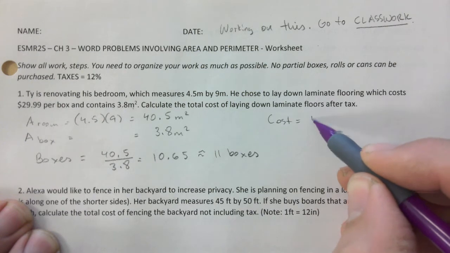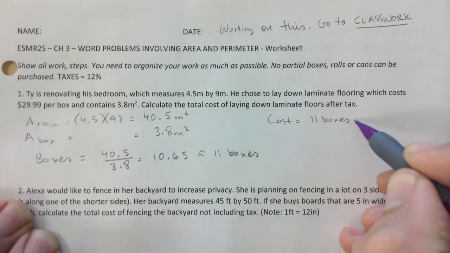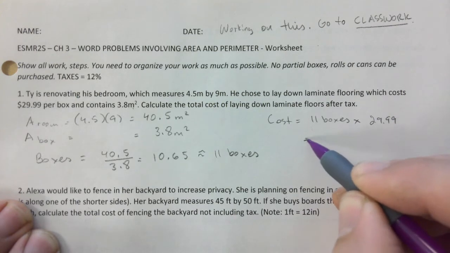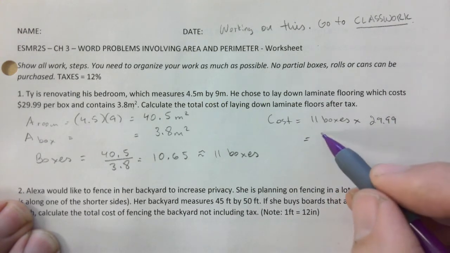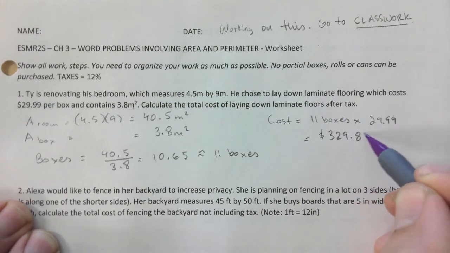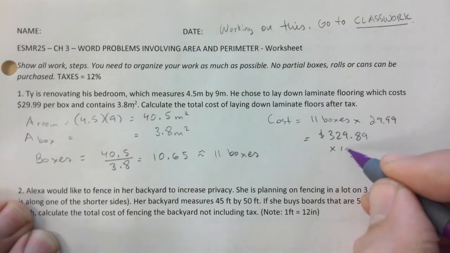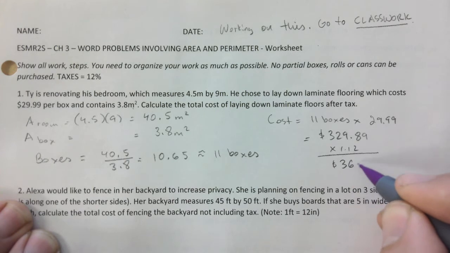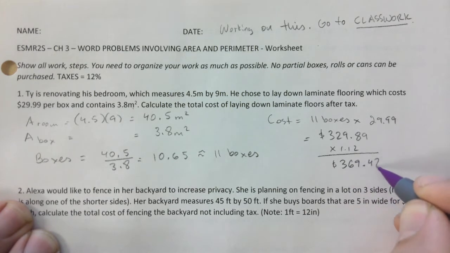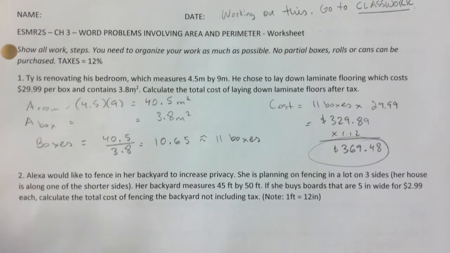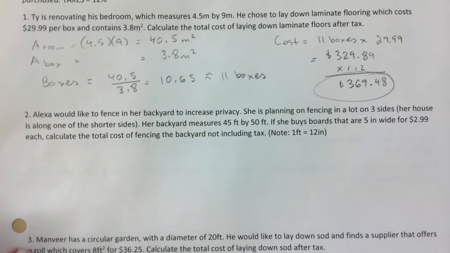The cost is 11 boxes times $29.99, which is going to equal $329.89. If you multiply that by 1.12, because they want after tax, that's $369.48 Canadian. Right, so that is question number one.